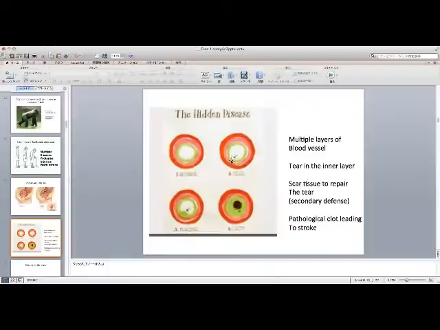And say there's a tear in the inner layer. This is the common cause for the collection of plaque or scar tissue to patch up that tear. That's the secondary defense. And as a result, a pathology develops. That is, a clot leading to a stroke develops because this original scar tissue attracts other garbage that begins to attach to the wall of the blood vessel.